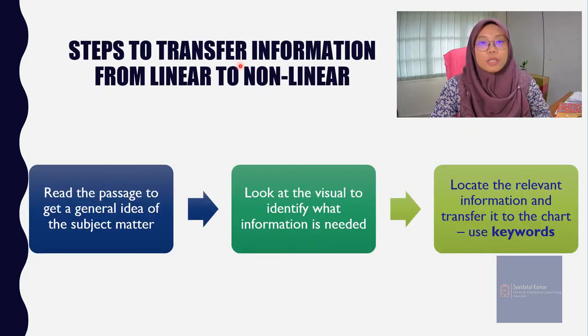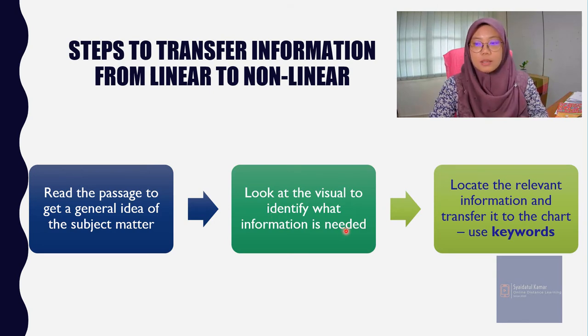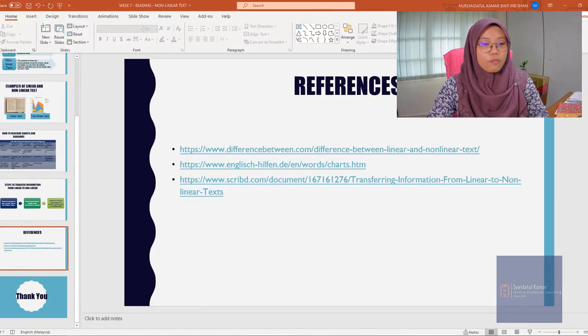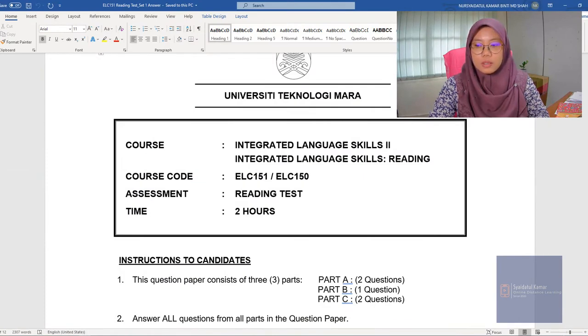Okay, so how to transfer the information from linear to nonlinear? First, you have to read the passage to get the general idea of the subject matter, and then take a look at the visual to identify what information is needed, and lastly, to locate the relevant information and transfer it to the chart by using keywords. Okay, so these are the references that you can go online to study more about nonlinear text. Now, let's take a look at an example of a nonlinear text question.